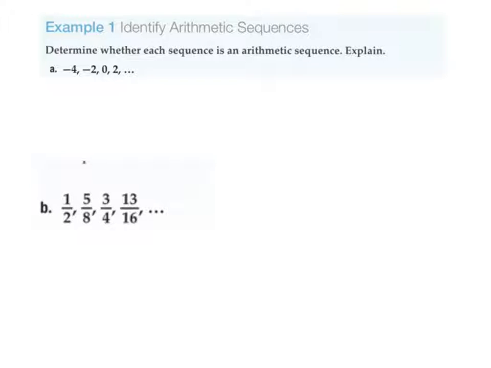To do arithmetic sequences, we need to know what the difference is between one number to the next. So if I subtract the second number, -2, minus the -4, I get 2. I do the same thing for the next one, so I'll take 0 and subtract the -2, and I also get 2.